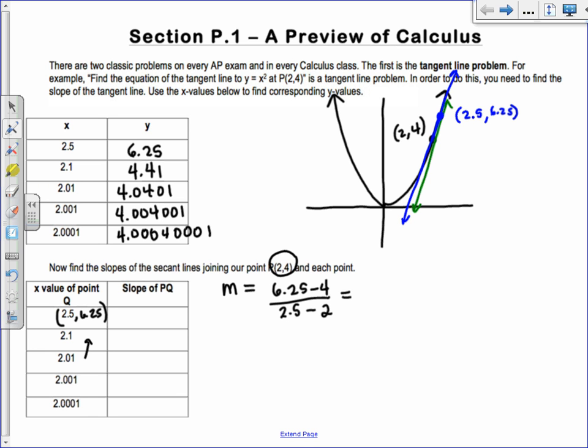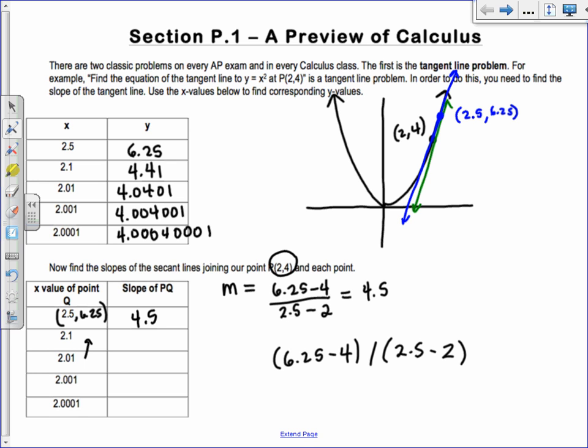Let's find this on our calculator. I'm going to do 6.25 minus 4 in parentheses, divided by parentheses 2.5 minus 2. I put it in like this on the main screen, and when I do that, I get 4.5. So I'm going to put in the slope as 4.5. Some of you have fancy calculators where you can just arrow up and edit the equation that you had before. Some of you don't, though.